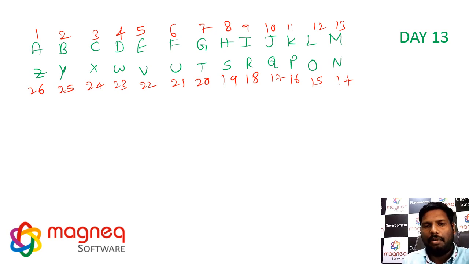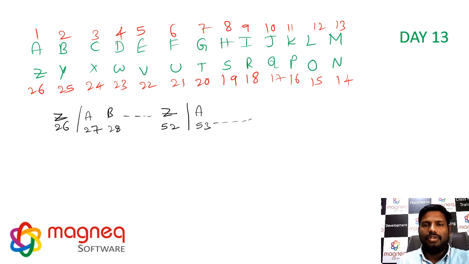And remember, very important, Z value 26, again A value 27, B value 28, like this up to Z value 26 plus 26, 52. Again next A value 53. Continuous. So we know X value 24, Y value 25, Z value 26. Again after Z value, A value 27, B value 28, like this up to Z value 52.